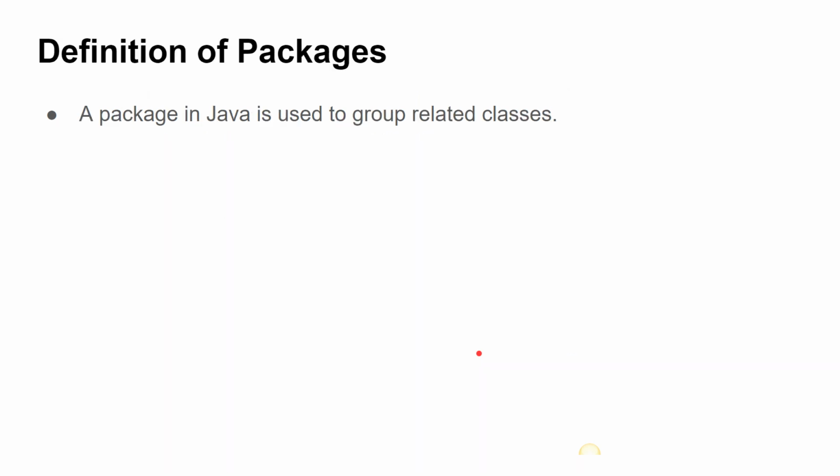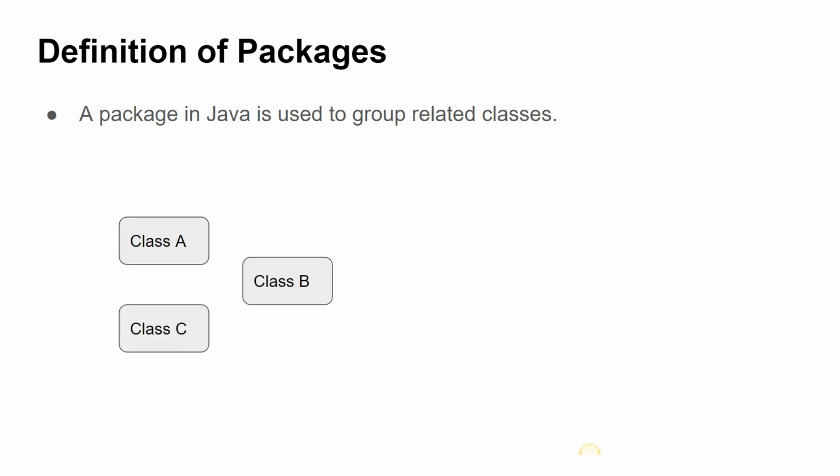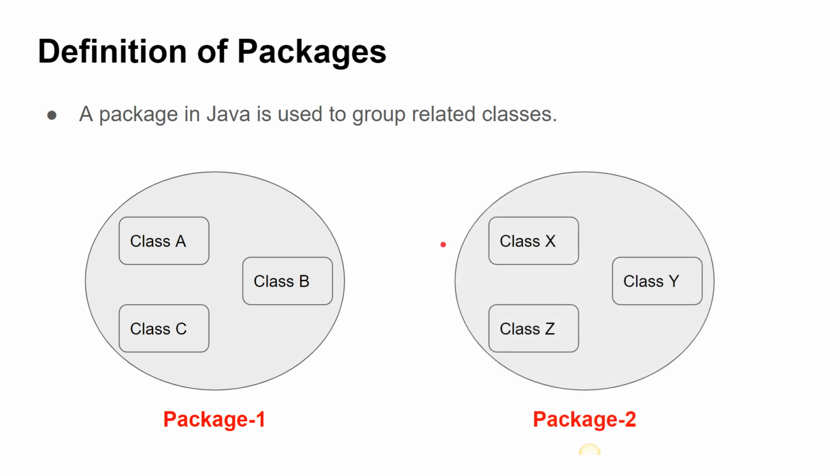So, definition of packages. A package in Java is used to group related classes. Say I have class A, class B, class C. These three classes are related to each other, so I'll keep them in a single folder called package 1. Similarly, I have one more package named package 2, which has three more classes X, Y, and Z.